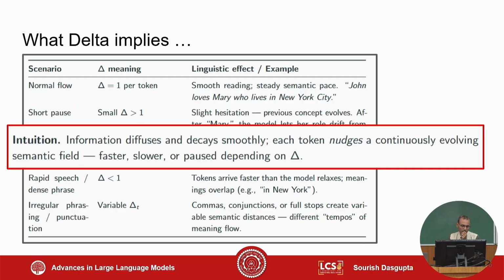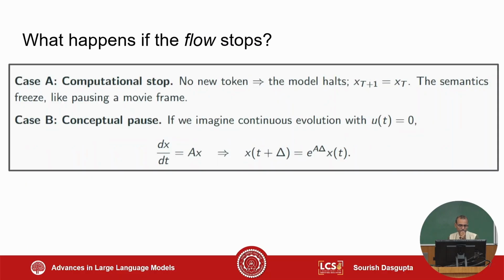So intuition is again the same thing. Again, what happens if the flow stops? Two cases. Case 1 is that the sentence has ended, which means there is no xt plus 1. So xt plus 1 is xt only, and the semantics just freeze. It's almost like you're watching a movie and pausing it at certain points. So it just froze there. There is no drift going on further, right? So there is no delta in that case. In the second case, there will be some delta and it will start drifting.